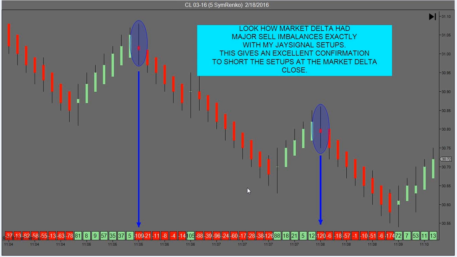And then once you enter at the close of this market delta, negative 109 here, negative 120, huge sell imbalances, place your stop only 2 ticks above that swing high. 2 ticks. That's it. Small stop, right?